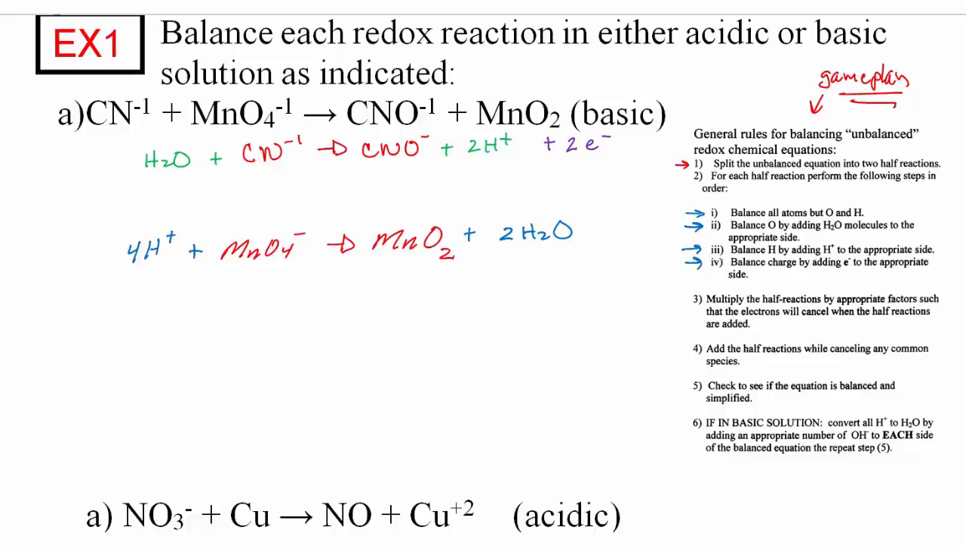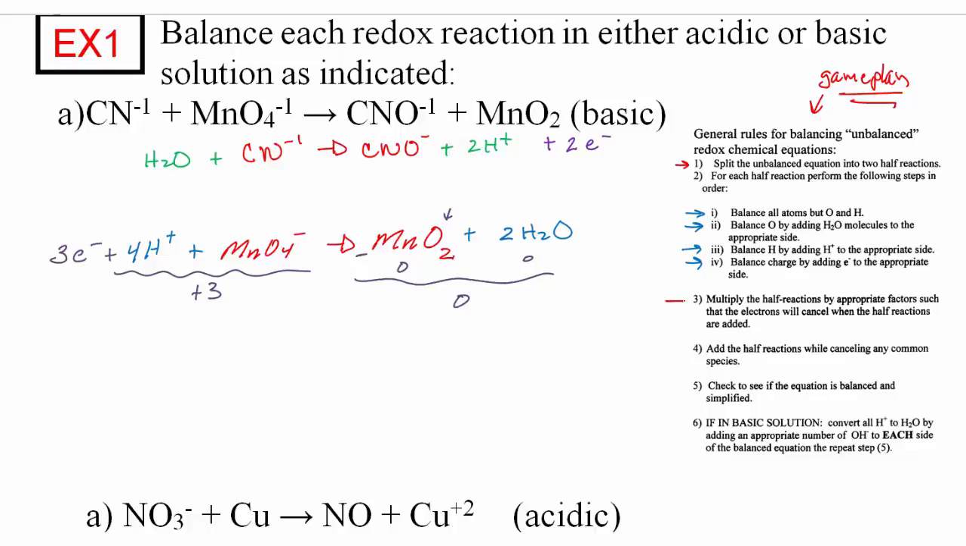Now balance the charge by adding electrons to the most positive side. So on this side, I have 4 times a positive 1, positive 4, and a negative 1, a positive 3. Again, multiply the stoichiometric coefficient times the charge. So here I have 0 plus 2 times 0. This side I have 0. Add electrons to the most positive side, so I get the same charge on both sides. 3 electrons. Okay, now I have 2 balanced half reactions.